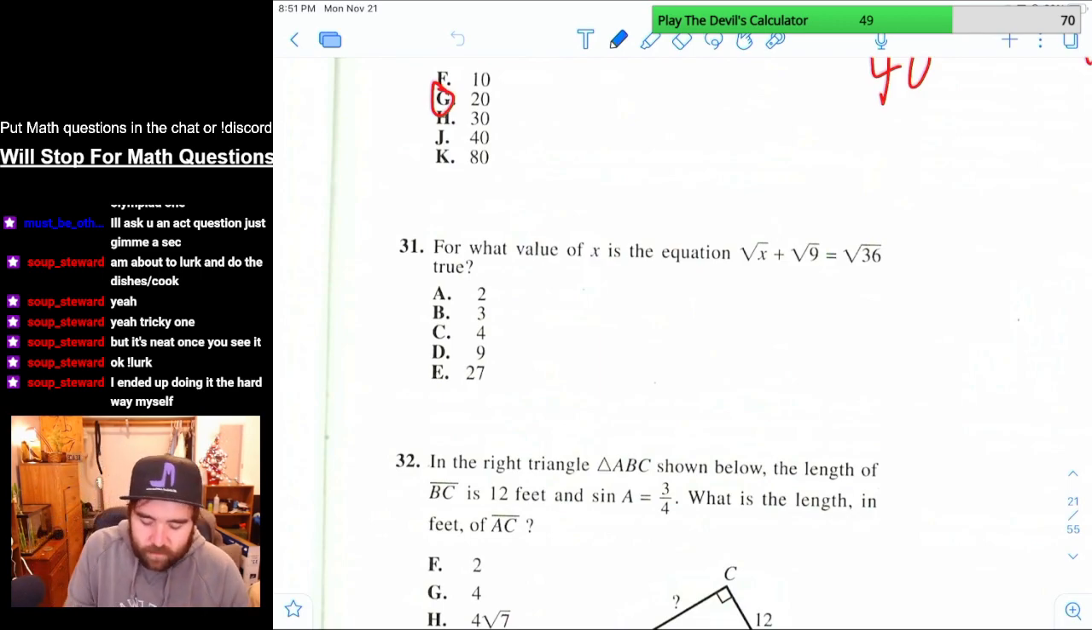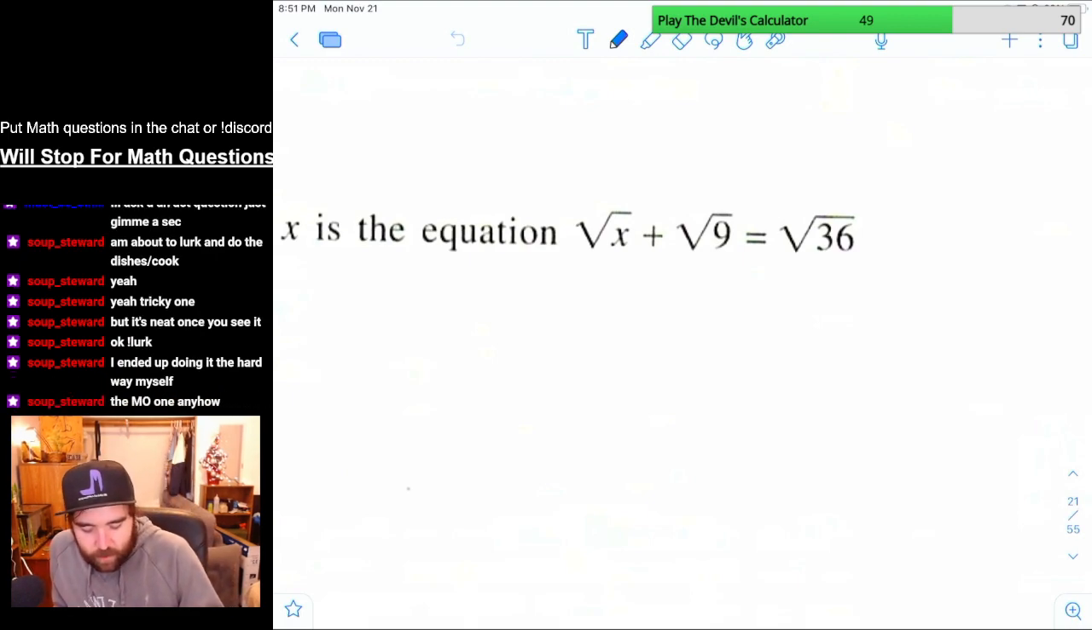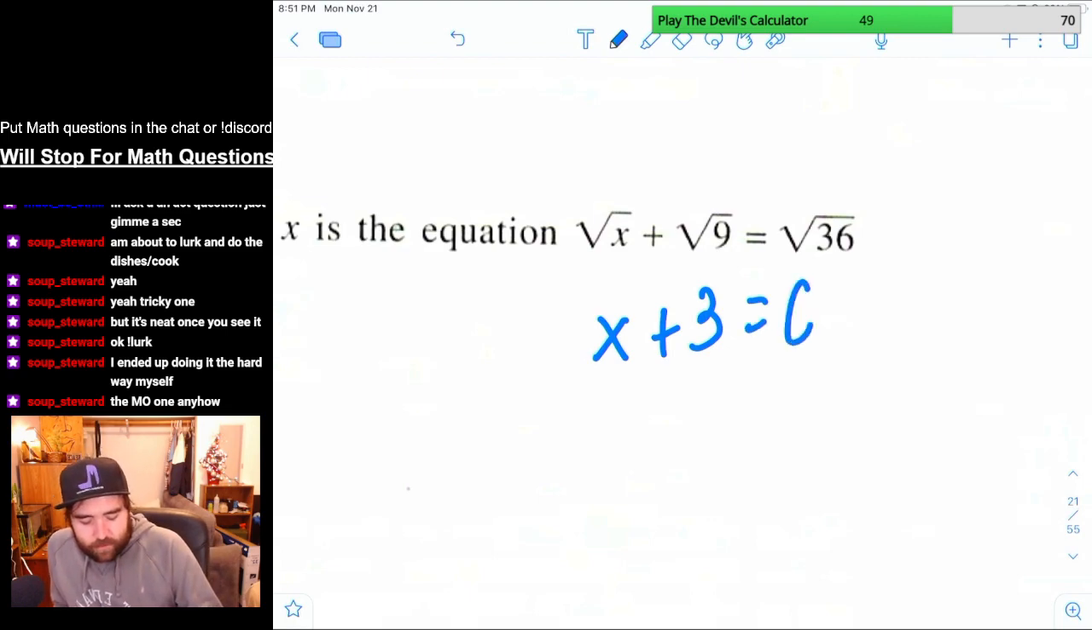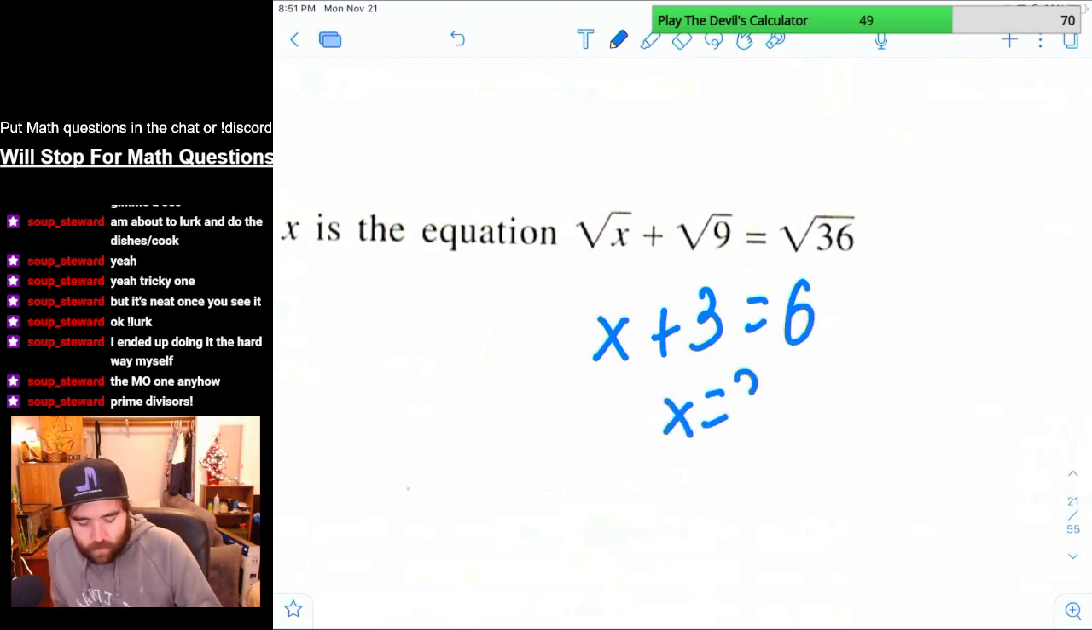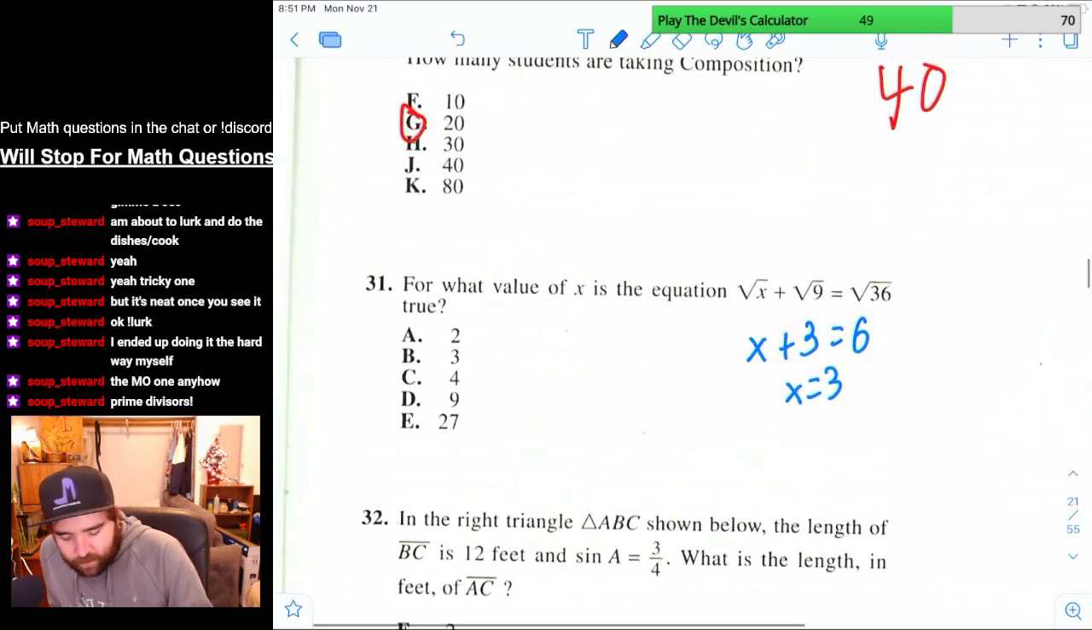So here, don't get tripped up. This is just like an SAT question. Don't get tripped up by squaring both sides like that, because that is not legal. All you got to do is say, what is the square root of 9, and what is the square root of 36? And there you go. That's all there is to it.